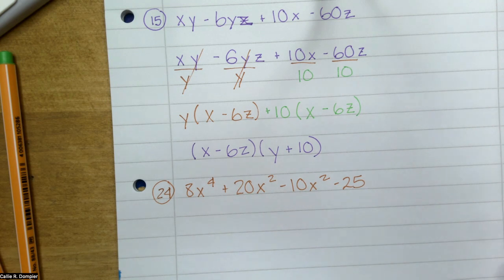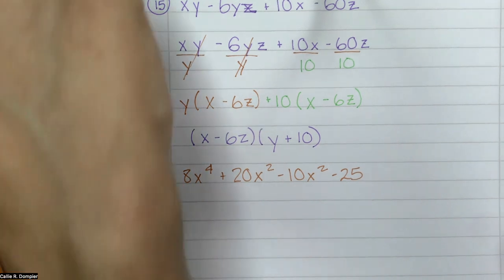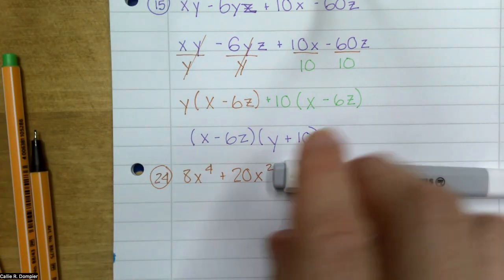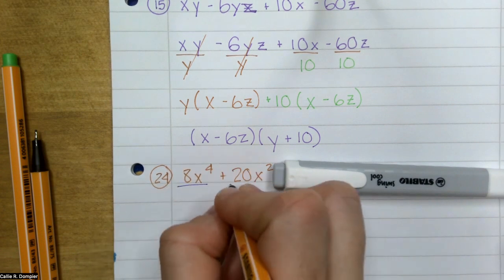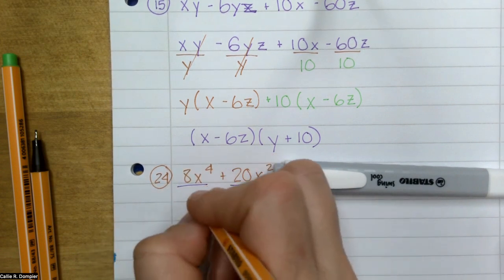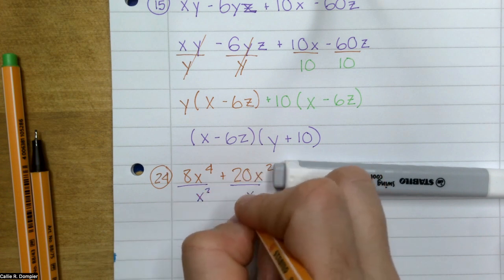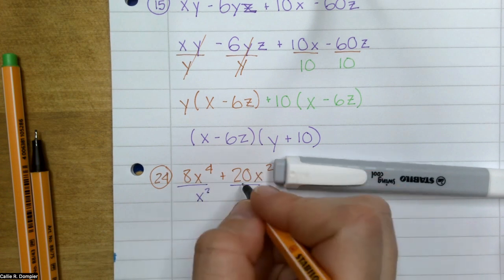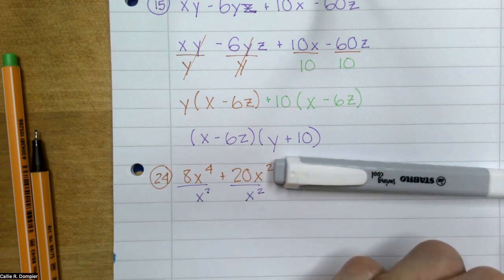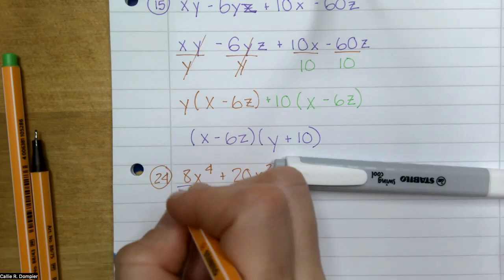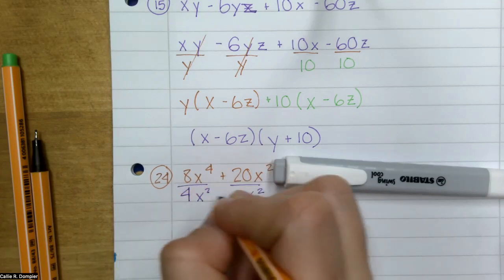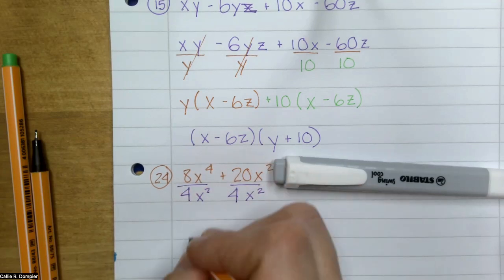All right, so we couldn't factor anything out of all 4 of them, so we're going to separate them into 2 groups. 8x to the 4th plus 20x squared. What's the greatest common factor for those two? I'm going to say x squared is certainly the greatest common factor for the variables. 8 and 20, you can divide them both by 4, right? You can divide them by 2, but you can also divide them by 4, and 4 is bigger, so that's the one we're going to choose.